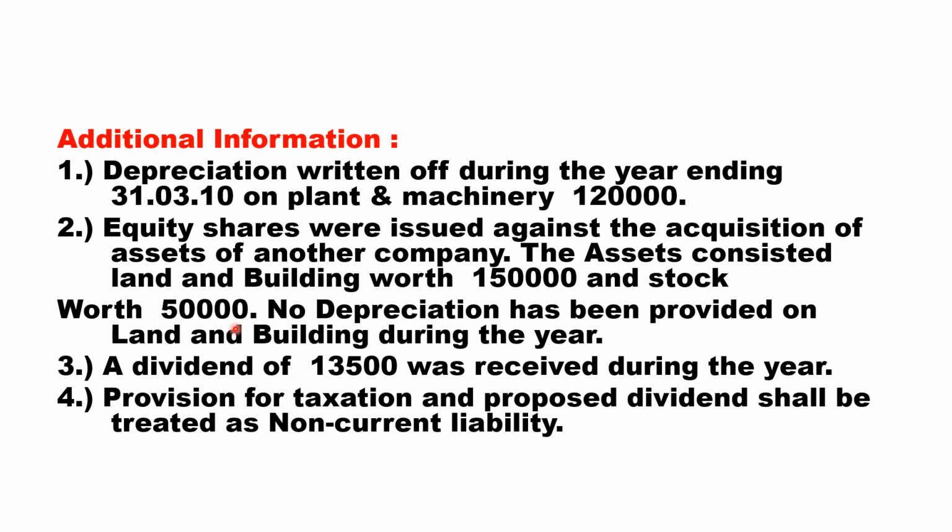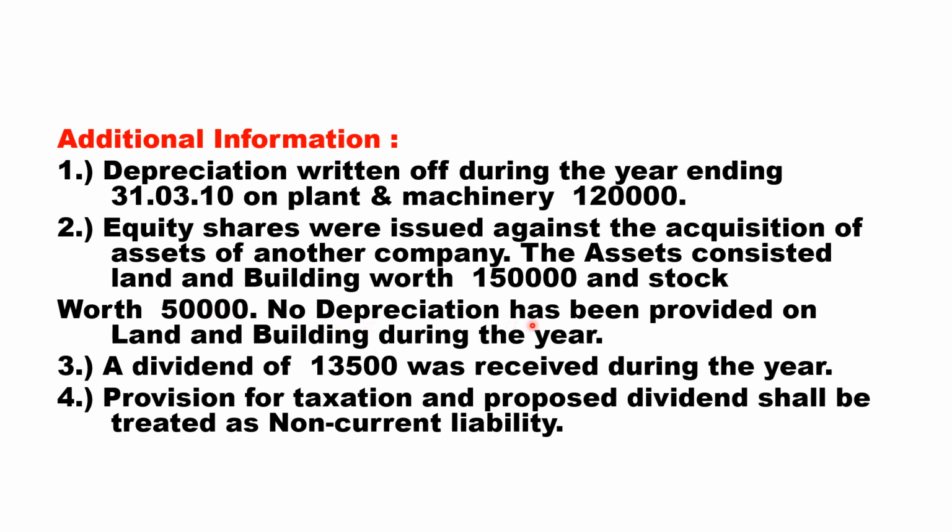That means 2 lakh shares are issued against purchase of 2 assets. Land and building 1,50,000 and stock 50,000. So total you get 2 lakh. So 2 lakh assets are purchased and 2 lakh equity shares are issued. So therefore you are supposed to take in finance activity only 50,000 stock, because stock is a current item and share is a non-current item, so only stock 50,000 will come in cash flow statement in finance activity.